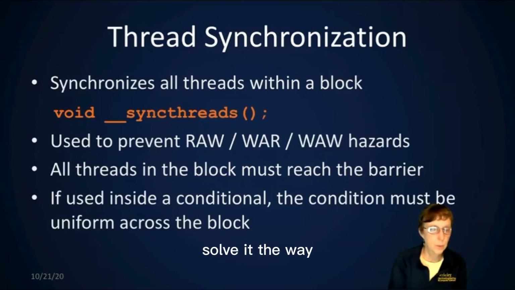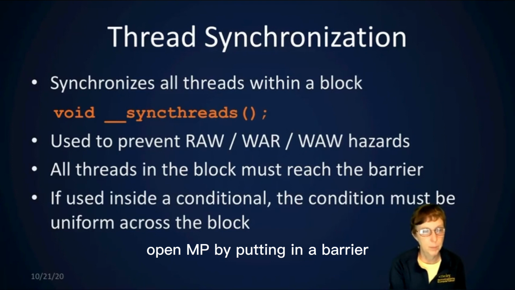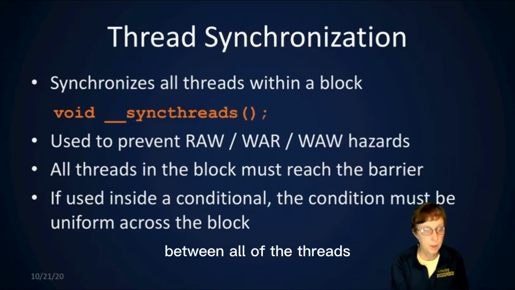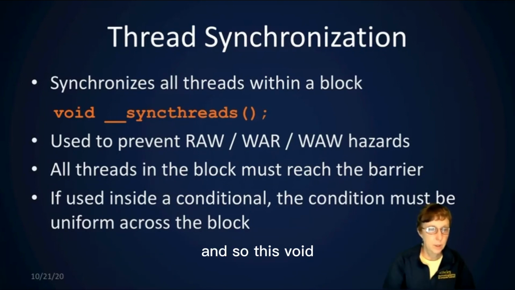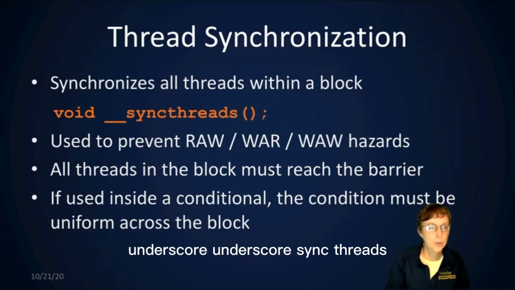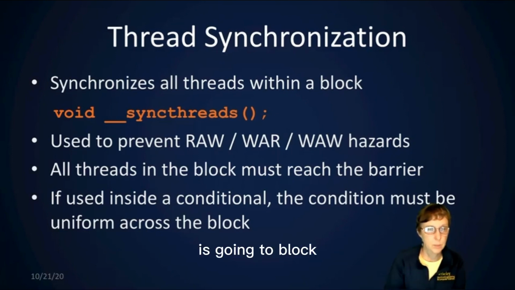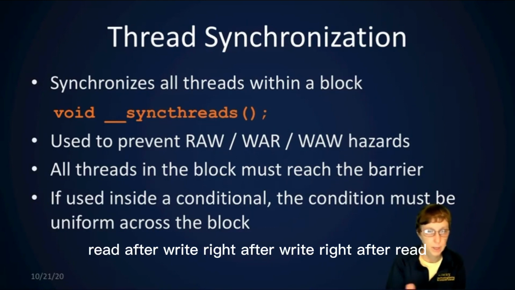And we solve it the way, at least one of the ways that we solve things in OpenMP, by putting in a barrier. And the way we spell barrier between all of the threads in a block is to say __syncthreads. This void function is going to block and wait for all the threads to get to that point in the program. And it's used to prevent all these different kinds of hazards that we've talked about before: read after write, write after write, write after read, and so on.